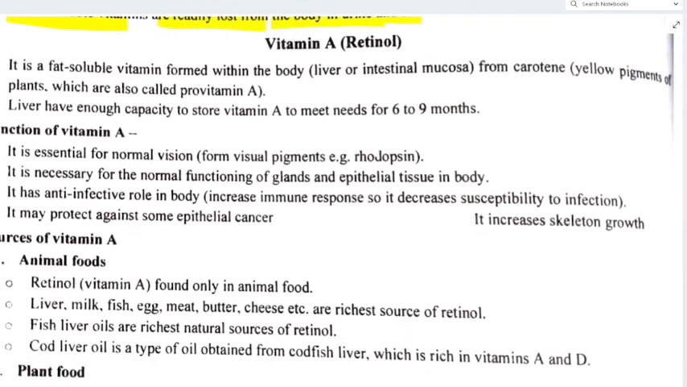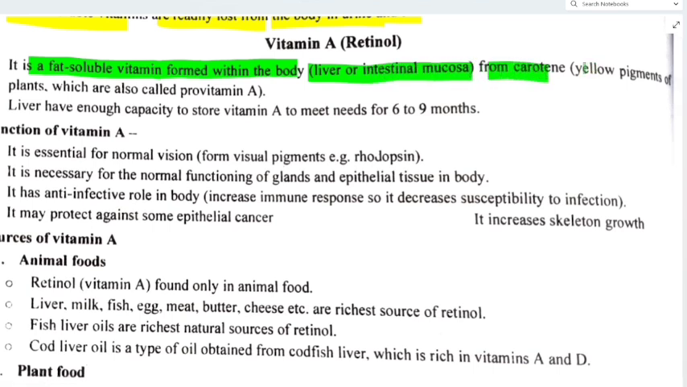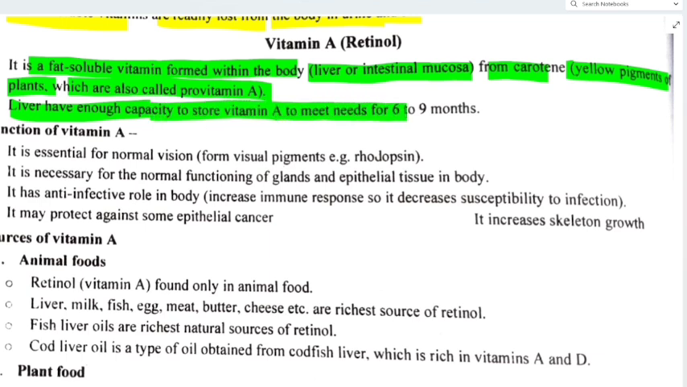Vitamin A, it is also called retinol. It is a fat soluble vitamin formed within the body, in the liver or intestinal mucosa, from carotene, that is the yellow pigments of plants, which are also called provitamin A. The liver has enough capacity to store vitamin A to meet needs for 6 to 9 months. So basically vitamin A is stored in the liver.